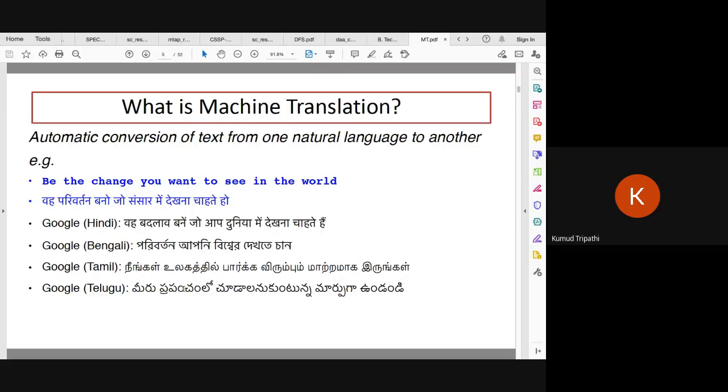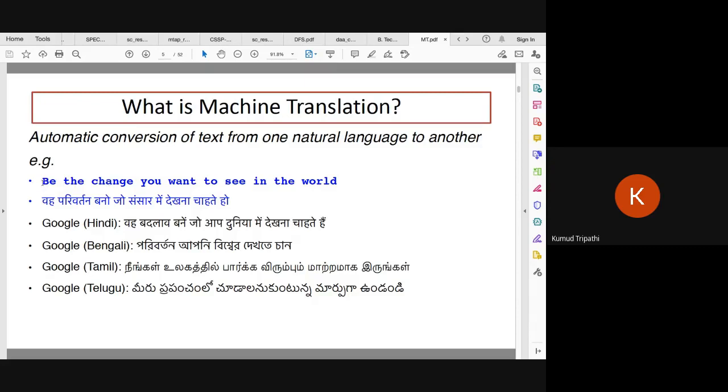So what is machine translation? We all know it is the automatic conversion of text from one natural language to another natural language. One example is given in English: "Be the change you want to see in the world." The Hindi conversion of this is वह परिवर्तन बनो जो संसार में देखना चाहते हो. This is one of the actual correct conversions of this English sentence.